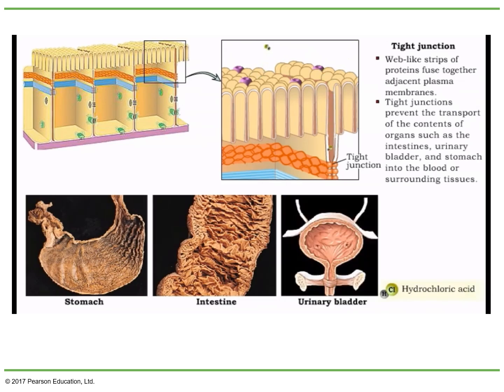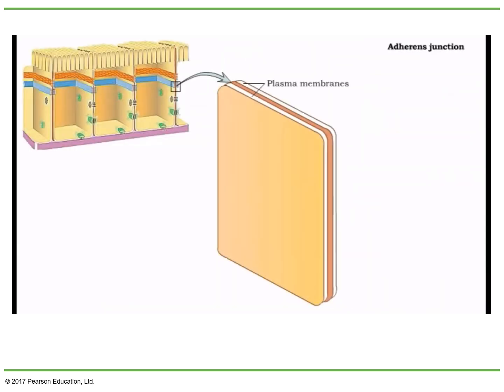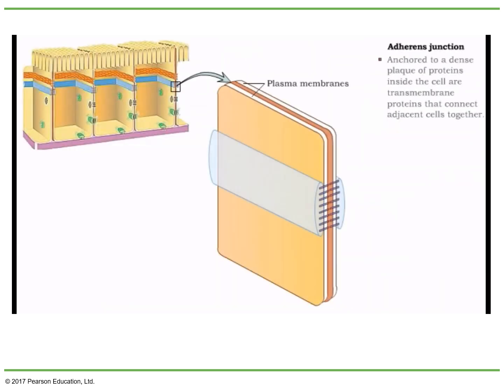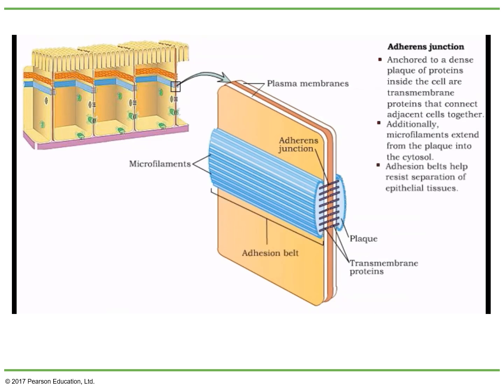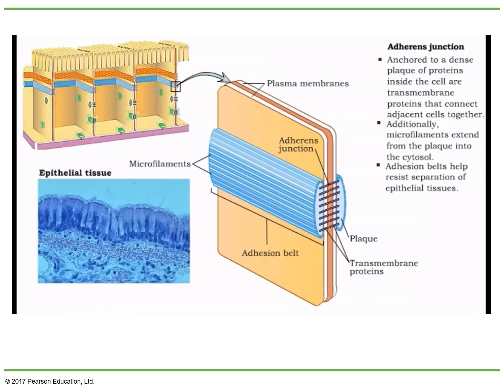intestines, and urinary bladder. Adherens junctions are created when transmembrane proteins, anchored to a dense plaque of proteins inside the cell, connect the adjacent cell membranes together. Additionally, microfilaments extend from the plaque into the cytosol of each cell. The dense adhesion belts help resist separation of epithelial tissues.